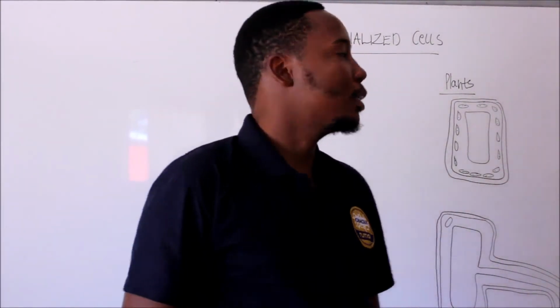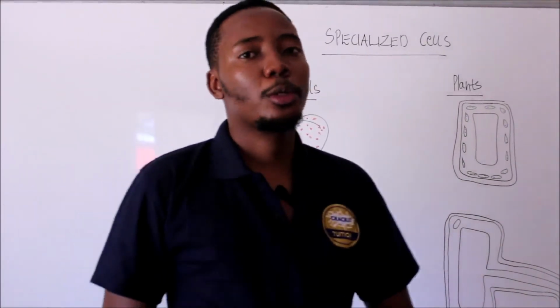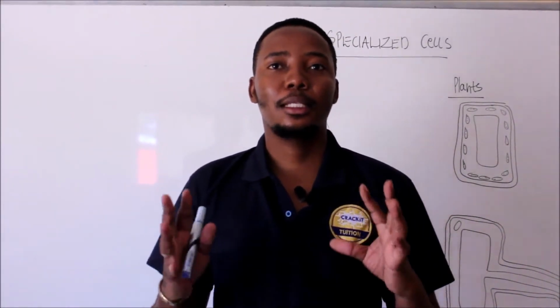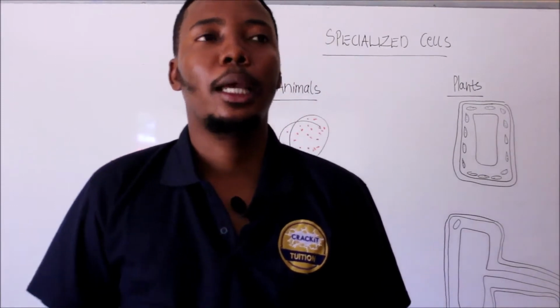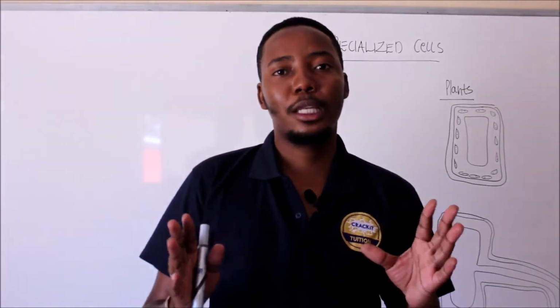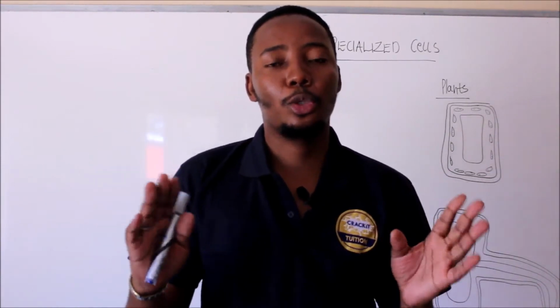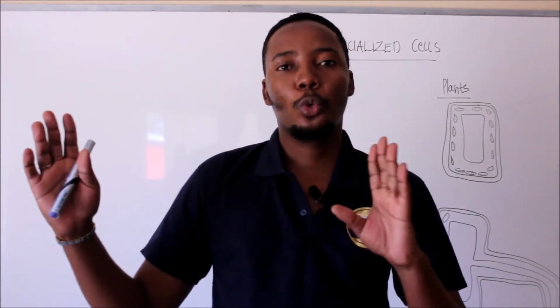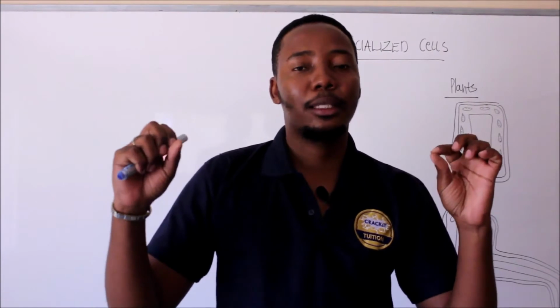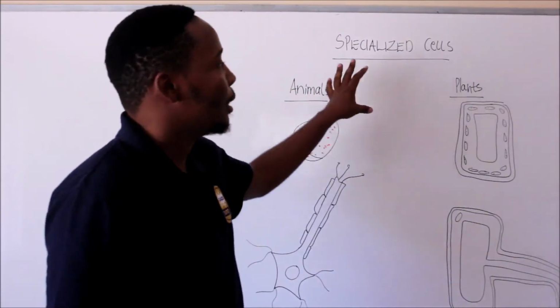Today we are looking at specialized cells. When we are talking about specialized cells, these are cells that have a specific function, and in order for these cells to have that specific function, it means they can't look like the general cells as you saw in part 1, right? So remember, the structure determines the function. So we are saying these cells are specialized.